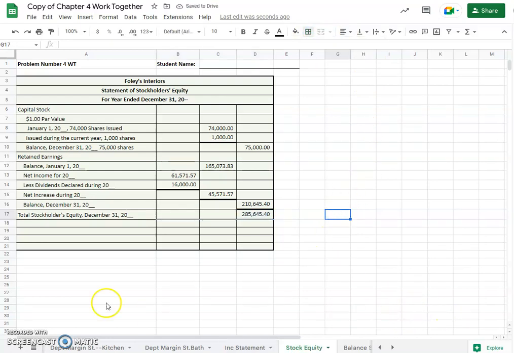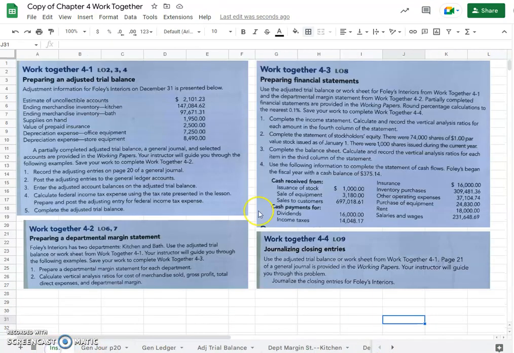And the next thing we should be doing is our balance sheet, and then the statement of cash flows. And you know what? I'm going to do that on a second video.